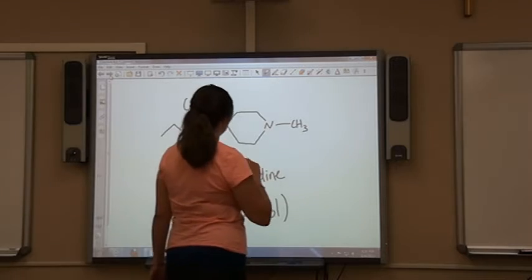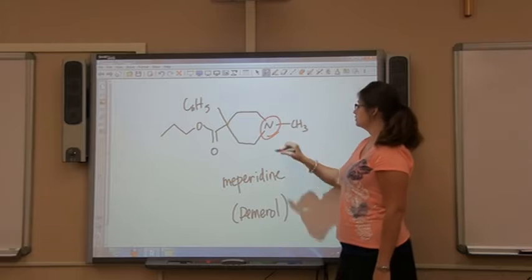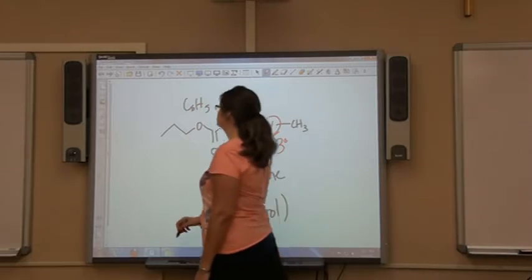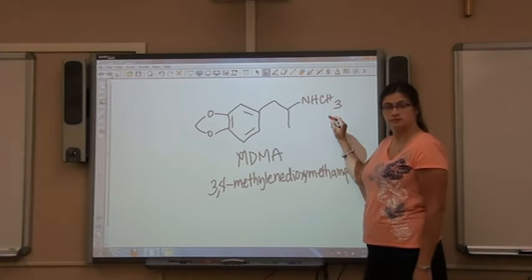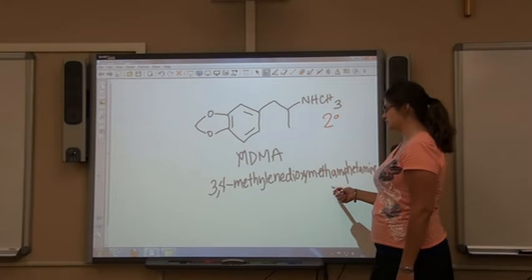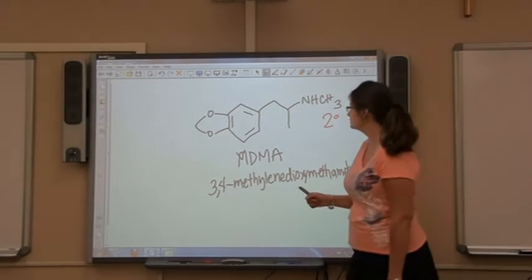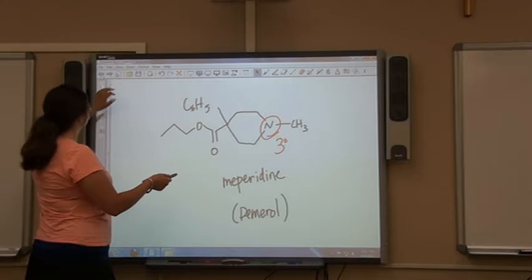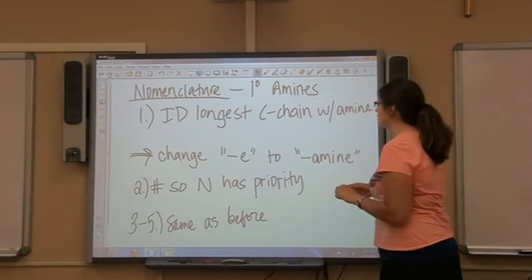Okay, let's do this again. Find your amine functional group. What's its classification? What about this one? This is MDMA, methyl 3,4-methylenedioxymethamphetamine, which is ecstasy. This was interesting. Yeah, this is Demerol, meperidine. Something you guys probably come in contact with frequently.